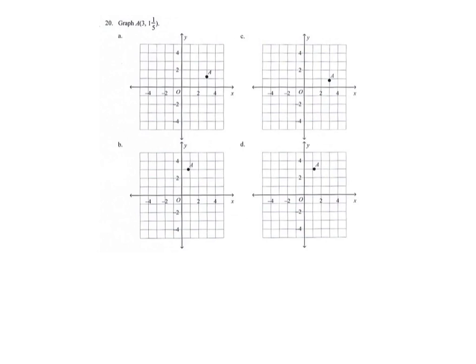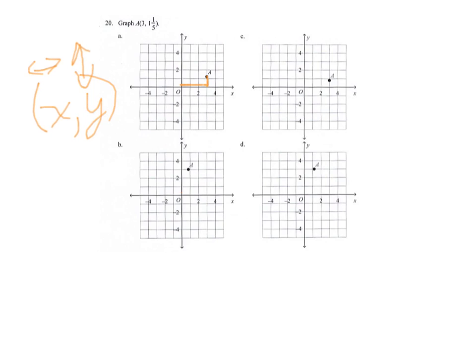Number 20. We're graphing, so we're just finding the point. So remember, we have x and y coordinates. First number tells us to go left or right. Second number tells us to go up or down. So I'm going 3 to the right and up 1 1/5. So that one looks correct.